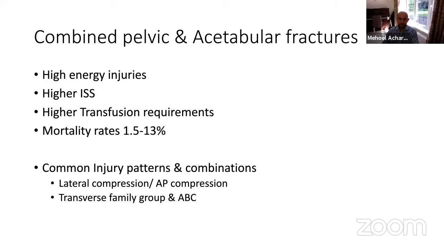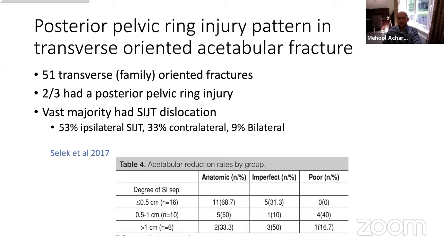This was an interesting article. A few years ago, this group, Selek et al., looked at just transverse and transverse family fractures and the posterior pelvic ring injury associated with these fractures. They had 51 transverse or transverse family type fractures. Two-thirds of these patients had a posterior pelvic ring injury, and in the majority of these cases, it was sacroiliac joint dislocation. The sacroiliac joint dislocation was ipsilateral in about half of the cases. In about a third, it was on the contralateral side. And in just under 10%, it was bilateral.